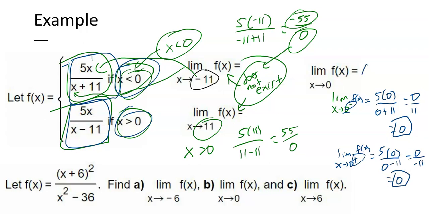Because these agree, this limit does exist, and it equals the value that the left and right-hand side limit agree on, which is 0. All right. Now this one, I'm just going to go ahead and skip this one. You'll see something similar to this on the homework. If you have trouble with it, just let me know. We can come back to it.